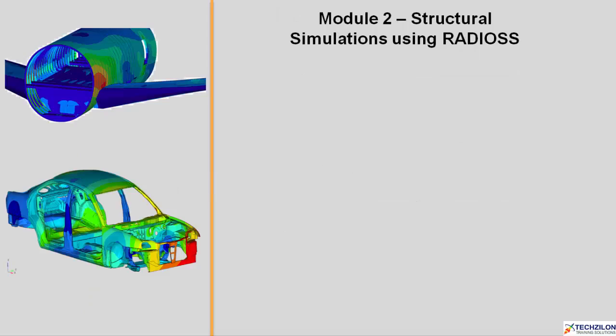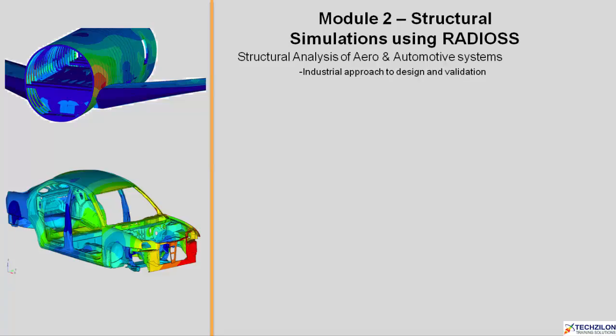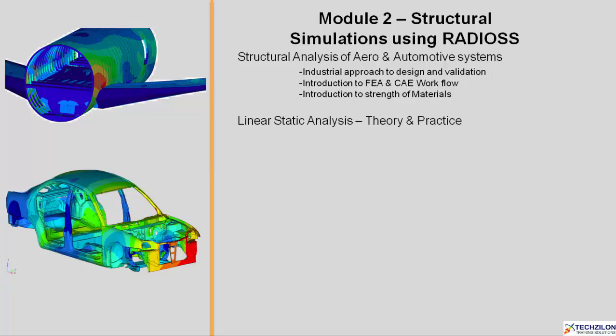The topic for Module 2 is structural simulations using Radioss. Under this, you will learn structural analysis for aero and automotive systems. You will learn industrial approach to design and validation, introduction to FEA and CAE workflow, and introduction to strength of materials. You will then move on to linear static analysis, both theory and practice.